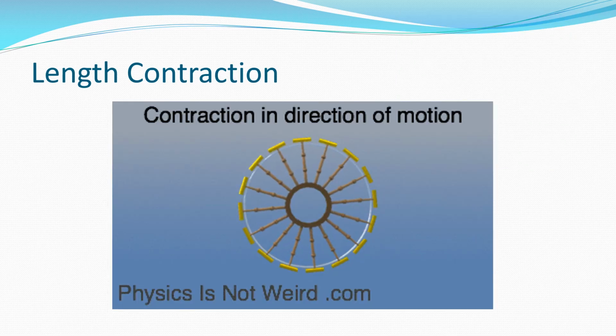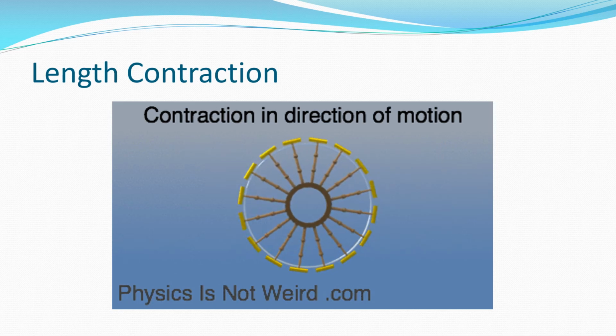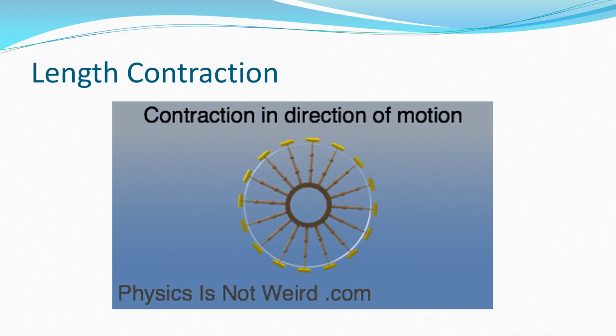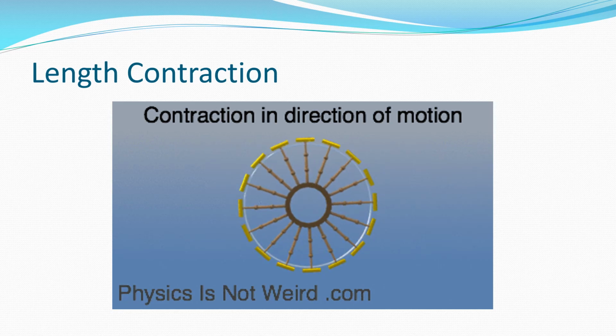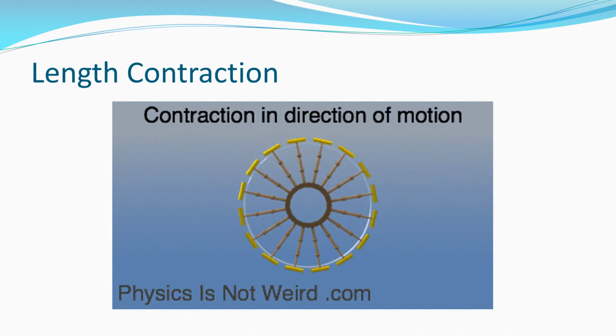Here's another example. This wheel spinning around. Think of our circular motion. As it gets faster, at one point, those little yellow bars will decrease in size to show that as they're traveling in the direction of motion, they're getting smaller and smaller.